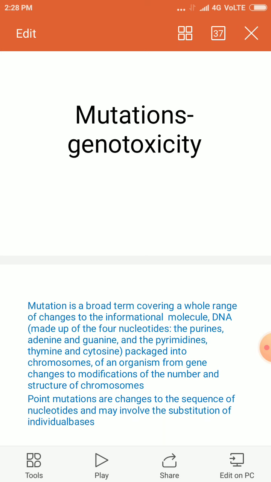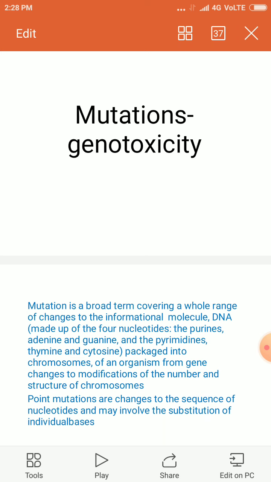What is this DNA? As you all know, it is made up of 4 nucleotides, especially the purines, which are adenine and guanine, and the pyrimidines, thymine and cytosine, right? This is packaged into a chromosome, which is present in an organism. So this leads to the modification in the structure and number of the chromosomes.